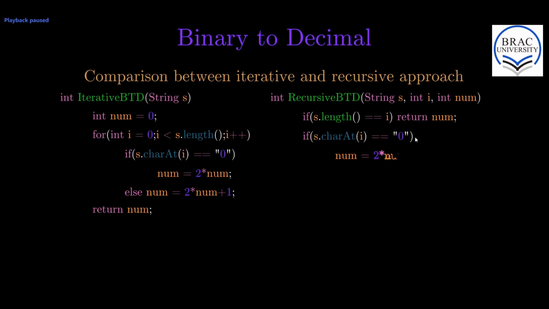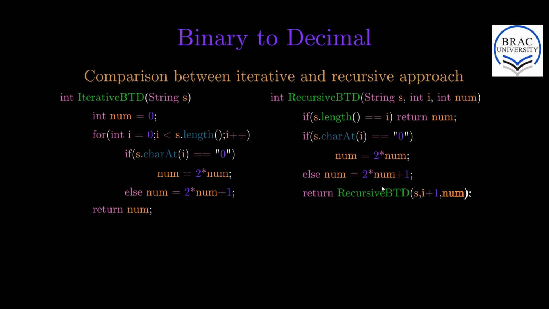If the character at i is 0, we have checked this here as well, so we double the num, or double plus 1. From here we go to the next recursive call, which is actually the next iteration of the loop. After the completion of these steps, which were completed here as well, in the iterative solution we went to the next iteration of the loop, and now we go to the next recursive function call. So let's return recursion(s, i + 1, num).